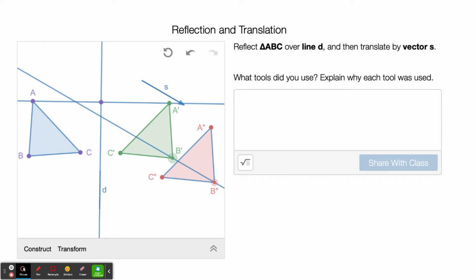Then to get A double prime, B double prime, and C double prime, we used the vector S and made parallel lines. I kept the line B prime, B double prime there for you to see that that is the line that was used to do the translation. And then the length of that translation, the distance from B prime to B double prime, is the length of the vector S. And to do that, we use the compass tool, making our radius the length of the vector S. And you do that again for all 3 points in the green figure to get the red figure.